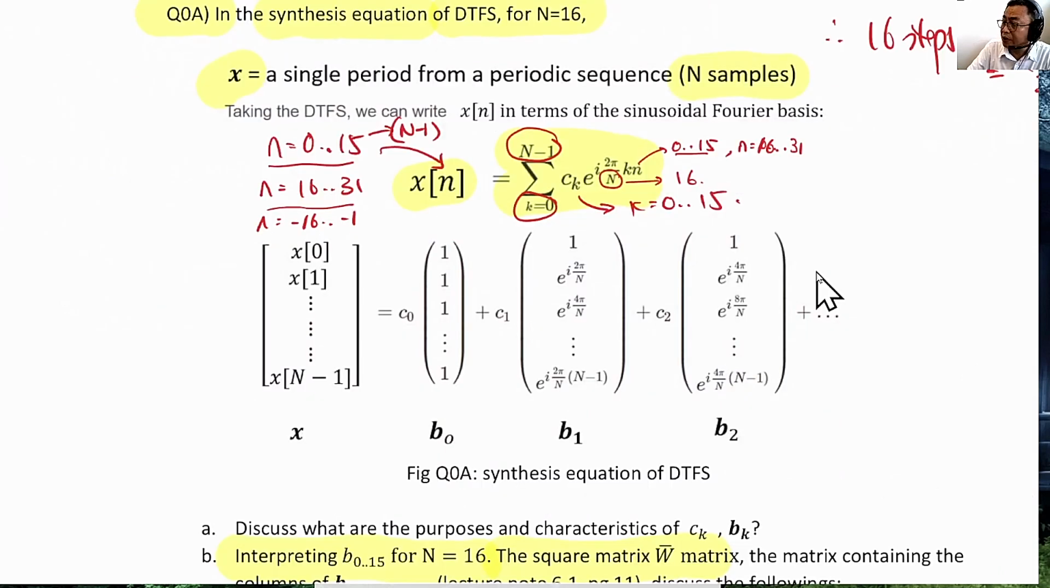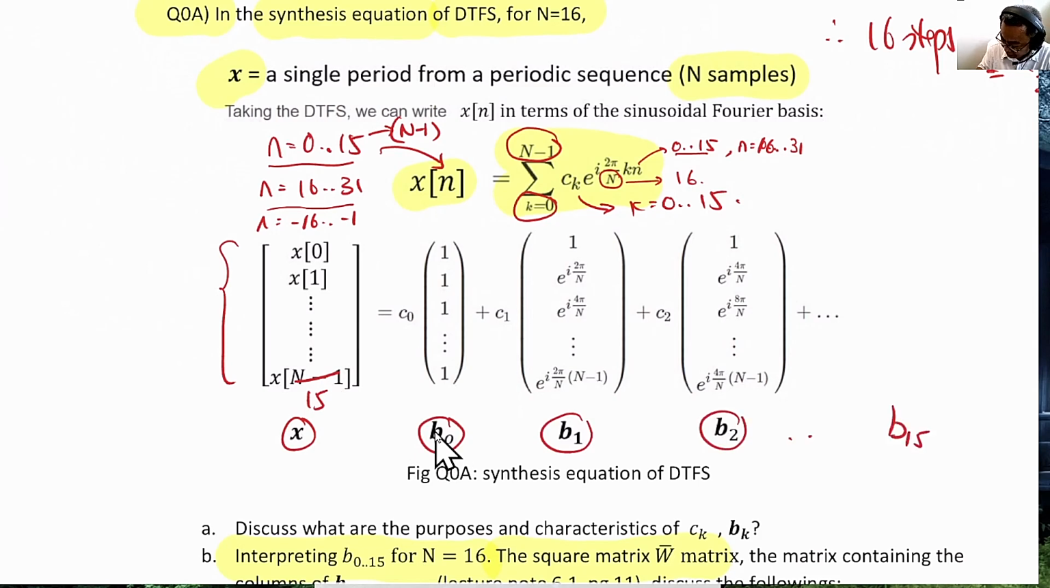The purpose of this question is to show that the DTFS equation can be written into the vector matrix notation, where this is the vector of x from x[0], x[1] until x[15], and this x actually is a linear combination of b0, b1, b2 up to b15 that is weighted by these coefficients, and I should write c15 here.